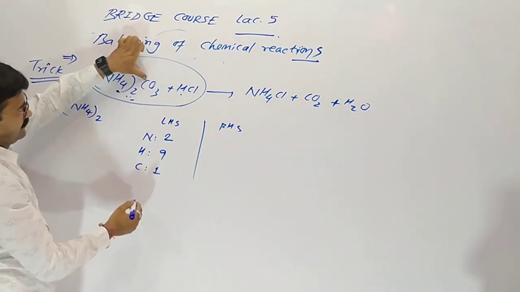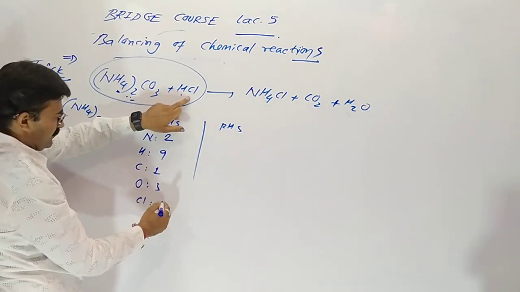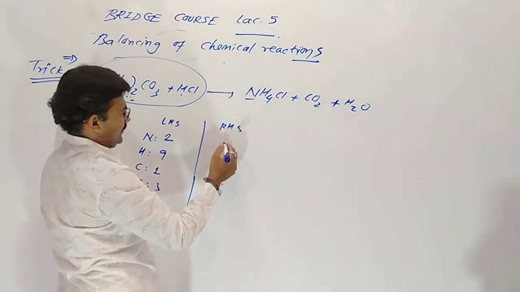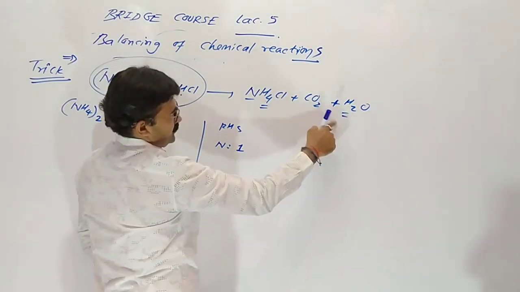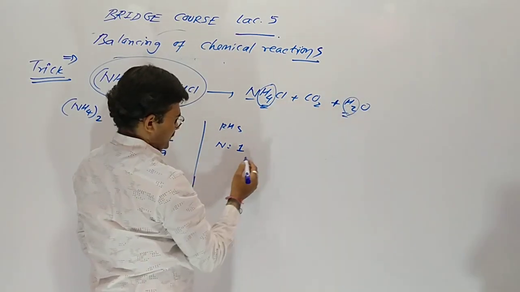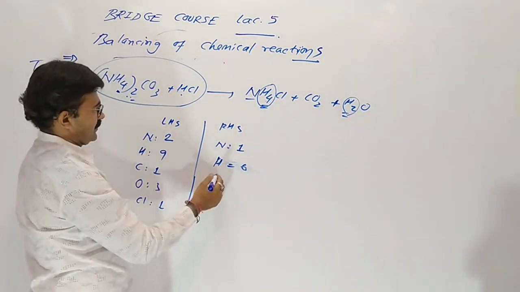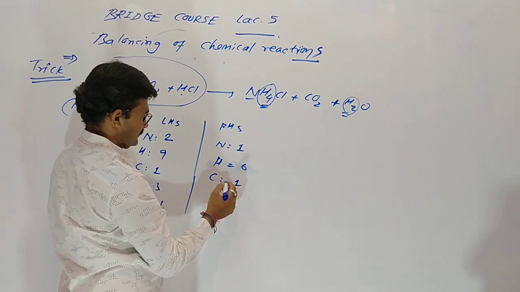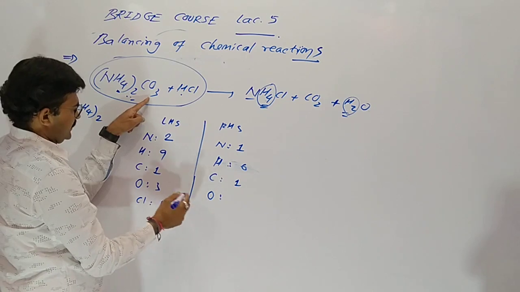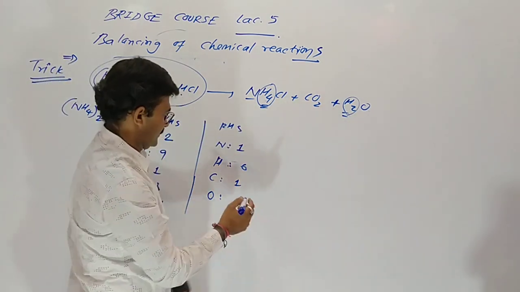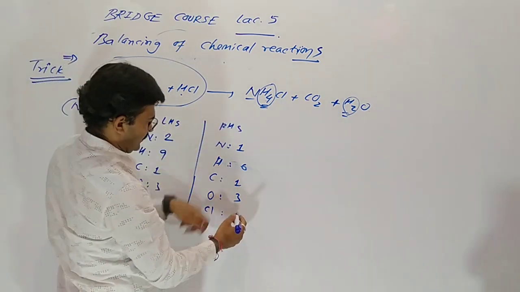Carbon is 1 time. Oxygen is 3 times. Chlorine is 1 time. Here nitrogen only 1 time. Hydrogen 4 plus 2, so 6. Here carbon is 1 time. Now here oxygen is 3 times, 2 plus 1, so 3 times. Chlorine here 1 time, here also 1 time.